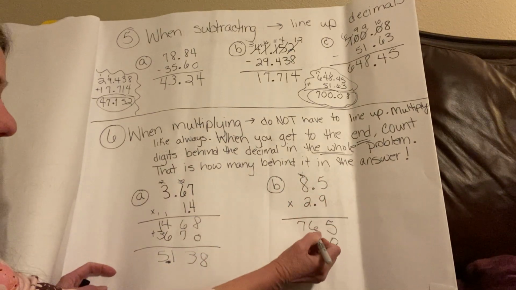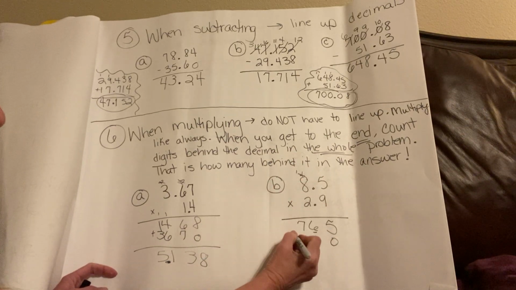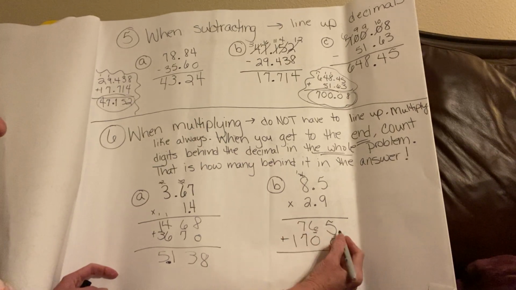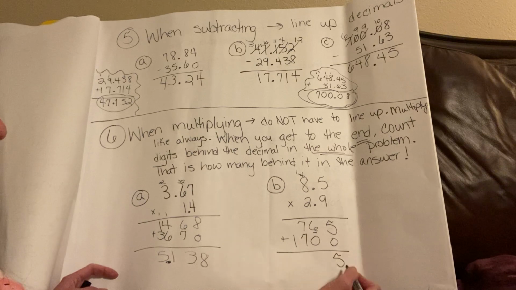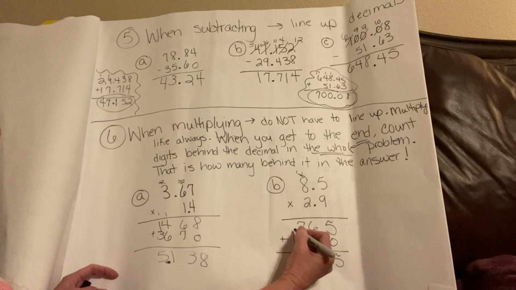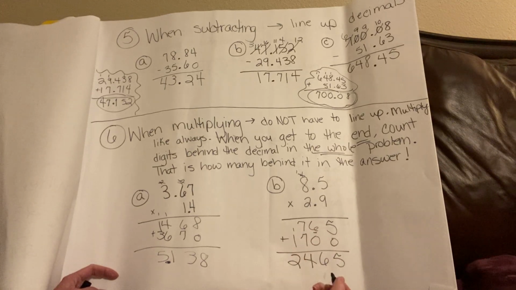2 times 5 is 10. Carry the 1. 2 times 8 is 16, plus the 1 we carried is 17. Now I'm going to add together. 5 plus 0 is 5. 6 plus 0 is 6. 7 plus 7 is 14. Carry your 1. And 1 plus 1 is 2.